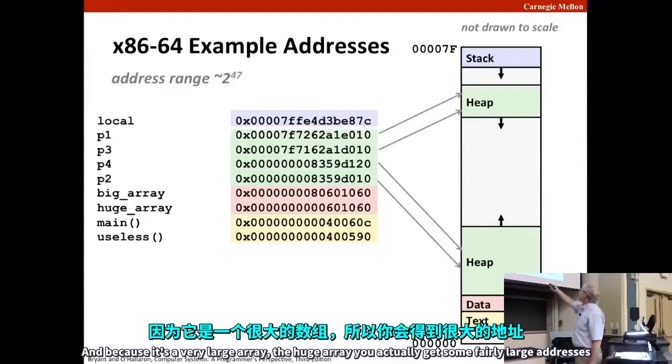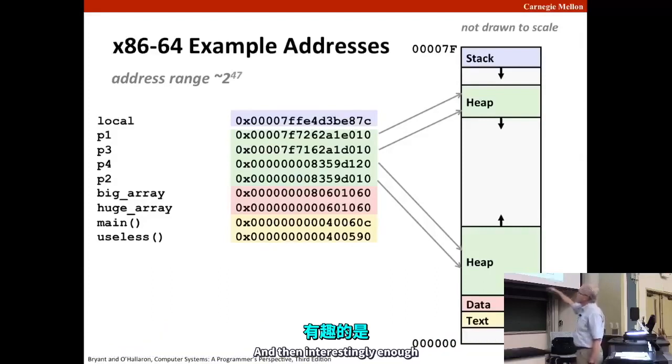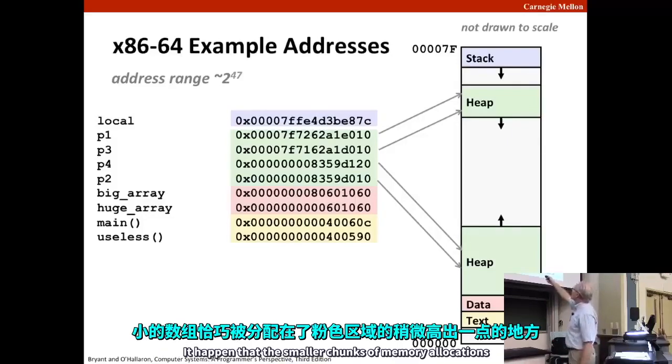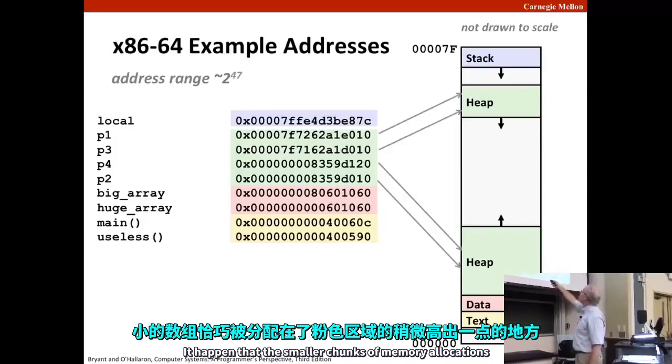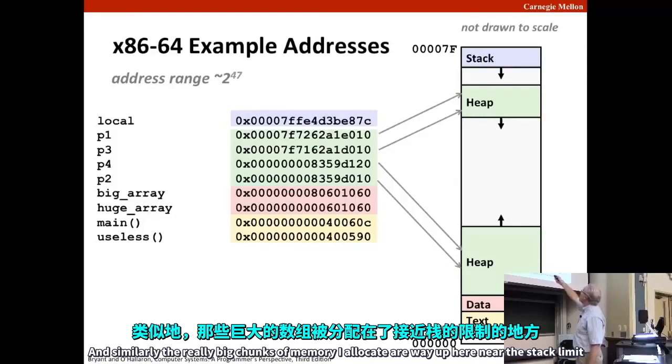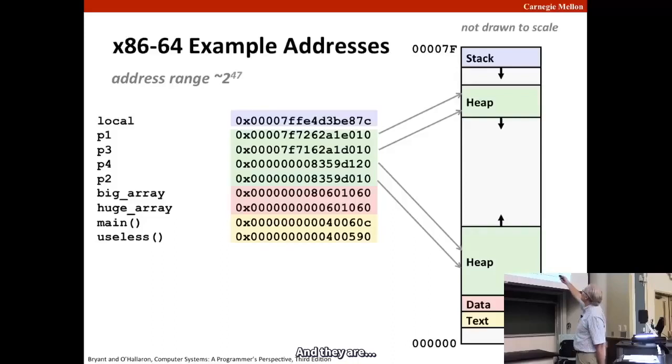And because it's a very large array, the huge array, you actually get some fairly large addresses. And then interestingly enough, or I don't know why it's interesting, but for one reason or another, it happens that the smaller chunks of memory allocations are down here at addresses that are actually just a little bit above the pink section, right? And similarly, the really big chunks of memory I allocated are way up here near the stack limit.